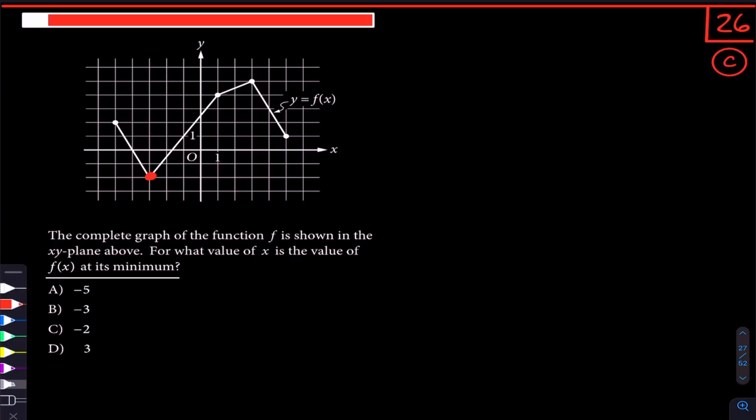The answer is not -2, because that's not what this problem is asking for. The problem is asking for the value of x where this happens, where it's at its minimum. And that value of x is going to be at -3. So don't get caught up there. You can see that they're baiting you for that -2.